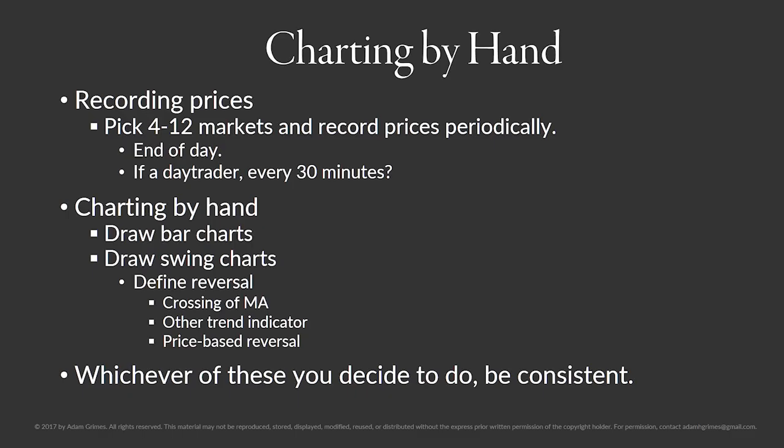I'm also going to suggest you chart by hand, and I'm going to show you how to do that. You can do this in two ways. One, just draw bar charts. And the second is to draw swing charts. So really you have two categories here. Just writing down prices numerically, that's category 1. Category 2 is doing some kind of charting by hand. And then I'm going to suggest a couple ways you can do that. And this is really about finding what works for you.